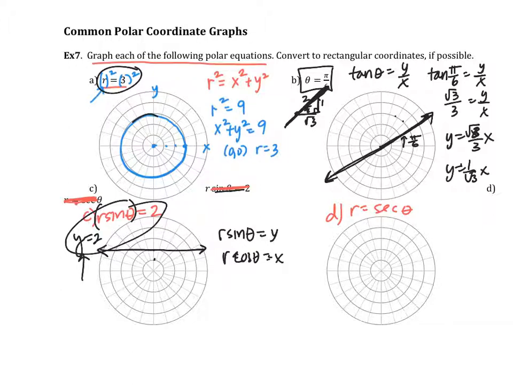If you look at letter D, we could rewrite secant as 1 over cosine theta. Then you can move that to the other side. So r cosine theta equals 1. And now you're going to replace r cosine theta with x. So in other words, that's just a vertical line going through 1 on the x-axis. So there we have it, a vertical line going through 1 on the x-axis.